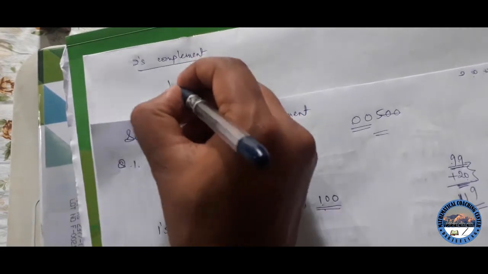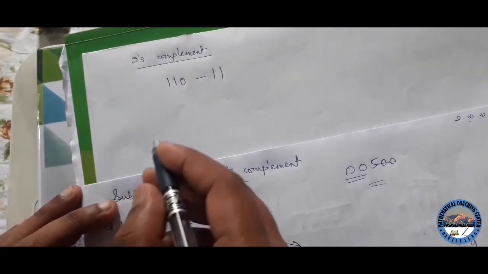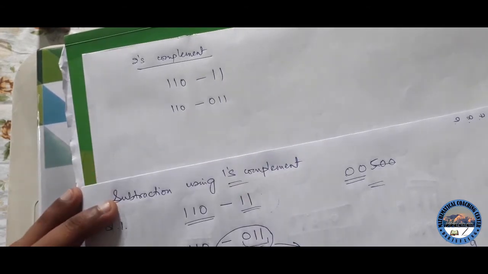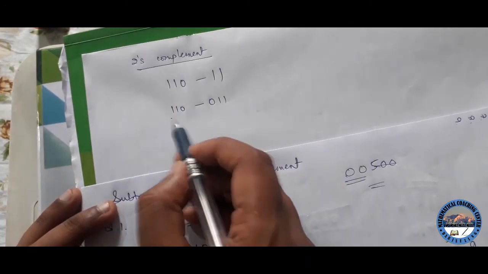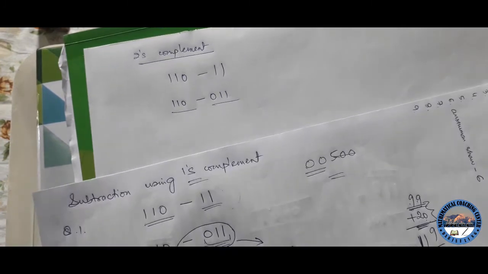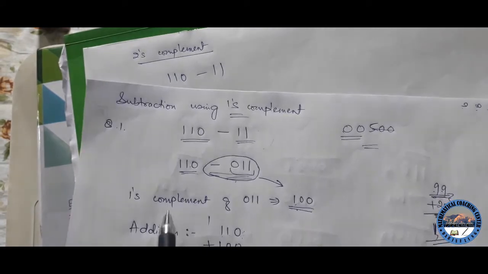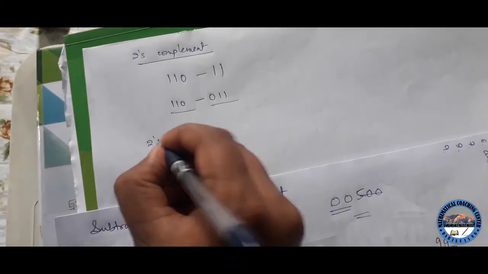Now the question is like this: 1, 1, 0 minus 1, 1. Now the same thing only. First rule says that we have to balance the number of bits. So 1, 1 will become 0, 1, 1. We have balanced. There are 3 digits here, and here also 3 digits. Now we will find the 2's complement because we are performing 2's complement subtraction. In the previous case we did 1's complement, but here we will choose 2's complement.